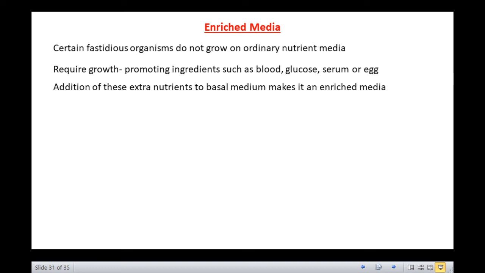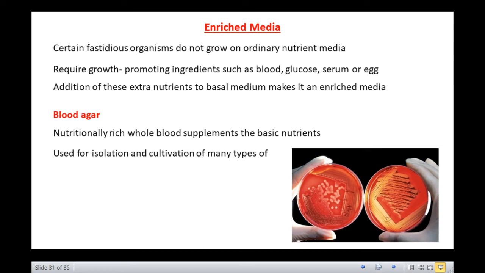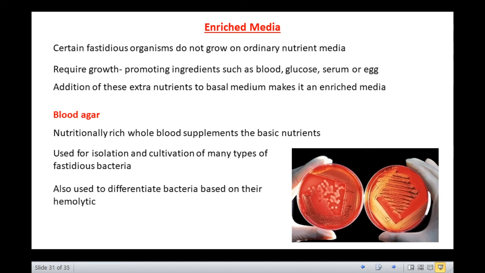The first example of enriched media is blood agar. Blood agar is an enriched medium in which nutritionally rich whole blood supplements the basic nutrients. Used for isolation and cultivation of many types of fastidious bacteria. It is also used to differentiate bacteria based on their hemolytic characteristics, especially within the genera Streptococcus, Enterococcus and Aerococcus.